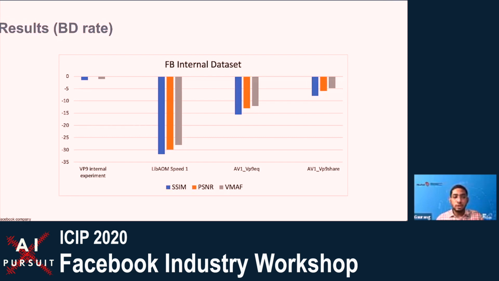The last column shows the results for AV1 VP9 share quality, which is where we are using the cross-codec data, that is the VP9 motion estimation and mode decision data for the AV1 encoding. Overall, we still get a gain of 5 to 10% compared to VP9 libvpx 1.8.0 at CPU speed 1 with very little additional computations. Next slide, please.